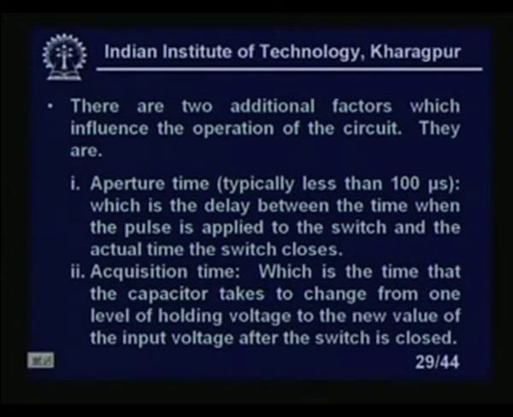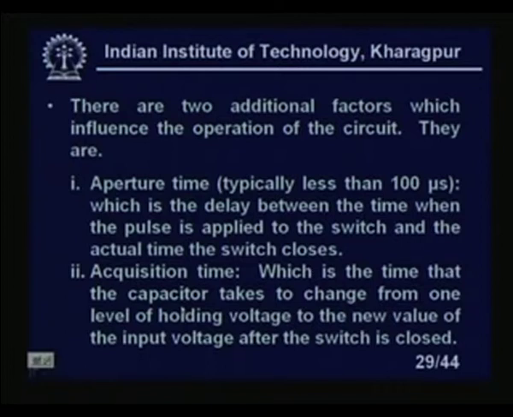Acquisition time is the time that the capacitor takes to change from one level of holding voltage to the new value of the input voltage after the switch is closed, is it not. Because you see what will happen: suppose I have some voltage on the capacitor. If you charge it and its voltage is changing, it will remain constant during the hold, and then it will go again to that value. We are talking about the acquisition time, which is the time that the capacitor takes to change from one level of holding voltage to the new value of the input voltage after the switch is closed.